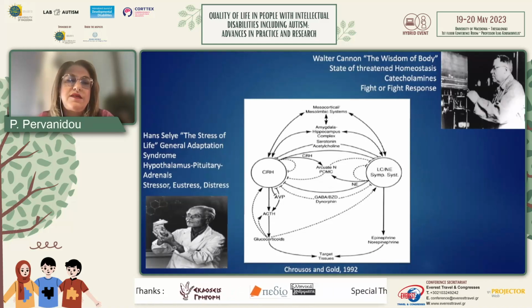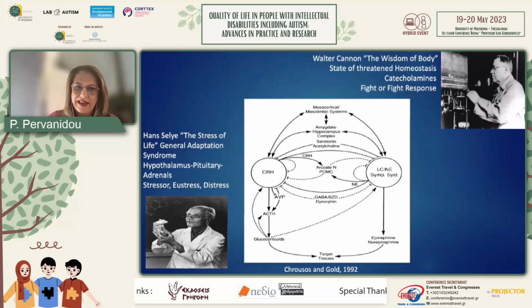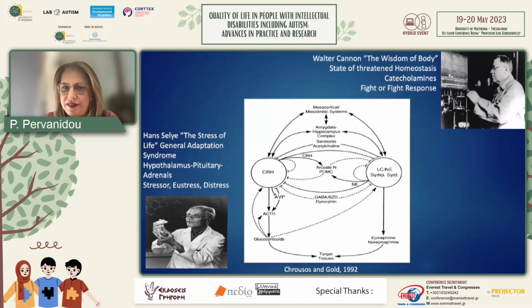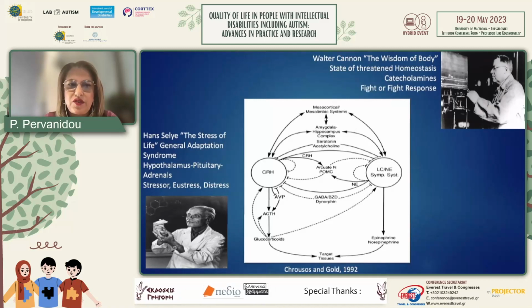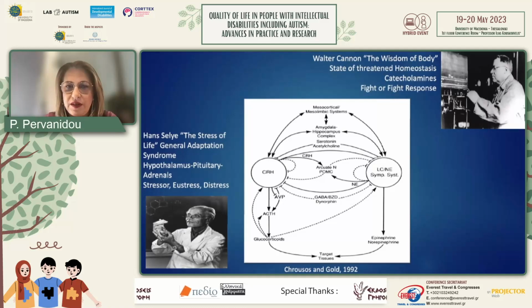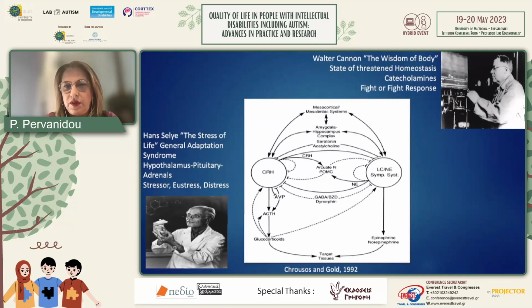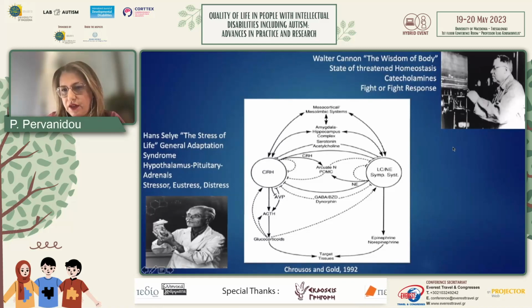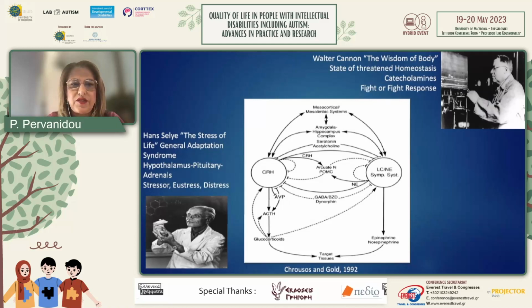And some years later, Hans Selye, who is considered the father of stress, in his book The Stress of Life, described stress as a general adaptation syndrome, and he introduced the role of the hypothalamus, the pituitary, and the adrenals in the stress response. He also introduced several other terms, such as eustress or distress.